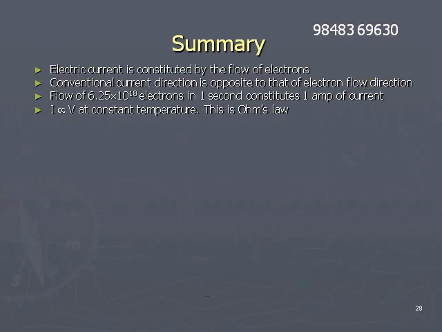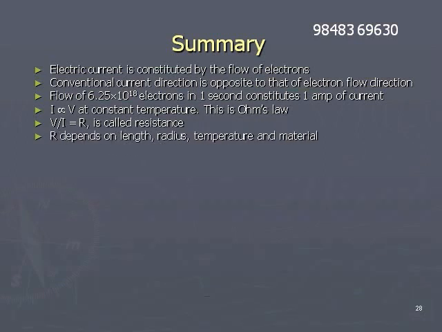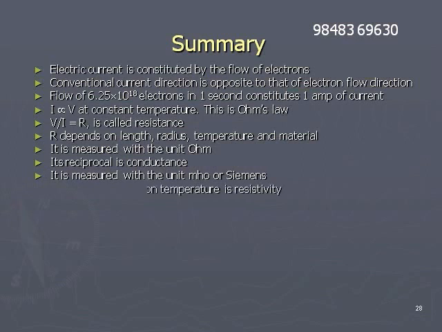The current in a conductor is directly proportional to the potential difference applied across its ends. This is known as Ohm's law, and this holds at a constant temperature. V/I is equal to a constant at constant temperature, indicated with R, known as resistance. The resistance depends on the length of a conductor, its radius, its temperature and its material. It is measured in ohms. The reciprocal of this is termed conductance, measured in mhos or Siemens.